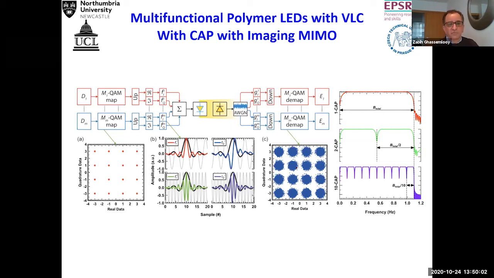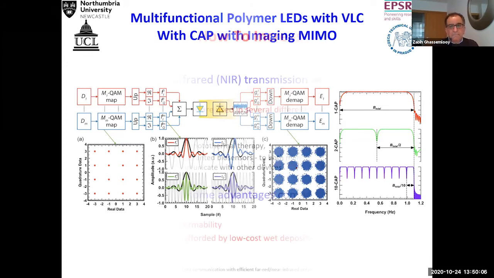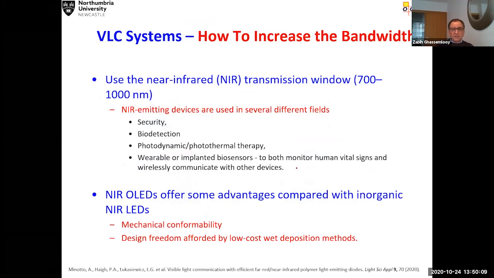So in other words, I've got a few slides and I'll finish. Okay, so the question is: how do we keep continually increasing the bandwidth of these OLED devices, or how do we increase the bandwidth of VLC? One solution is to try to exploit the near infrared transmission window, in other words, go beyond 700 nanometers, so 700 to 1,000 nanometers. And this is the area that people have now started working on.